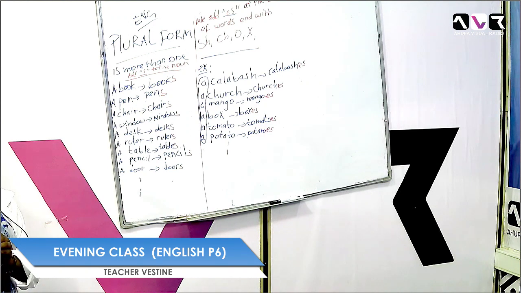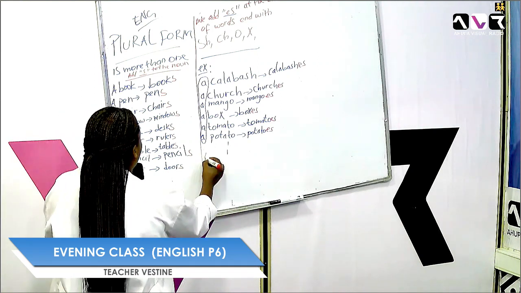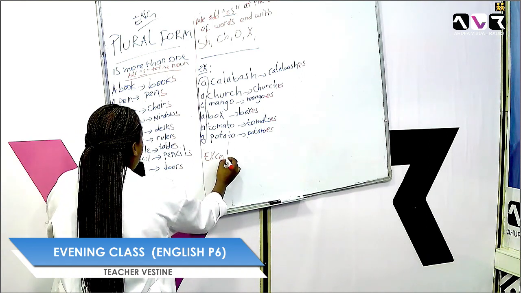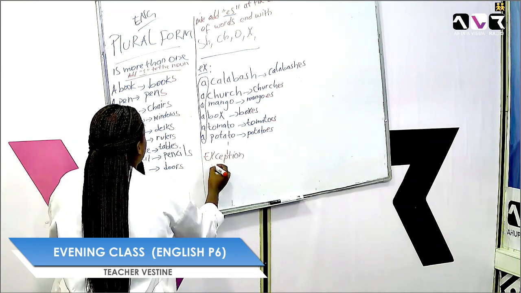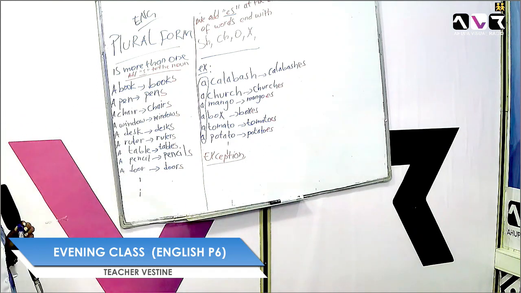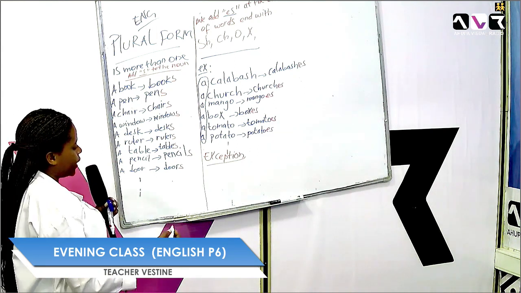And so on. But as the general rule of adding ES for words ending in CH, SH, X, O, there are some exceptions. When I talk about exceptions, what does that mean? It means there are some words which do not follow the general rule we have already stated. Even if they end with SH, CH, O, X, they cannot take ES as normal because they are exceptions.